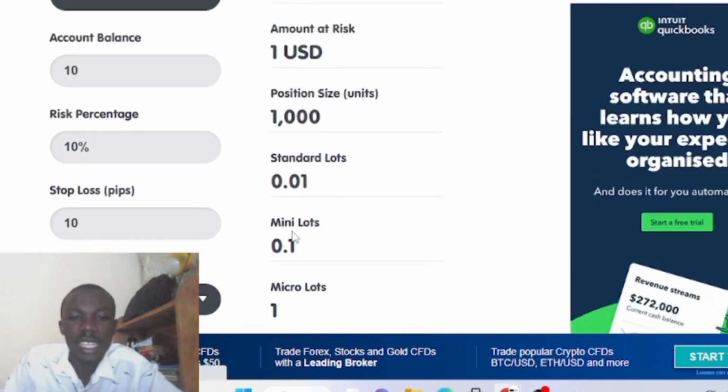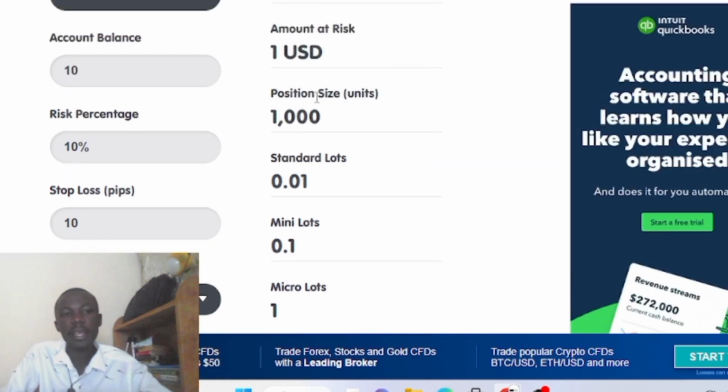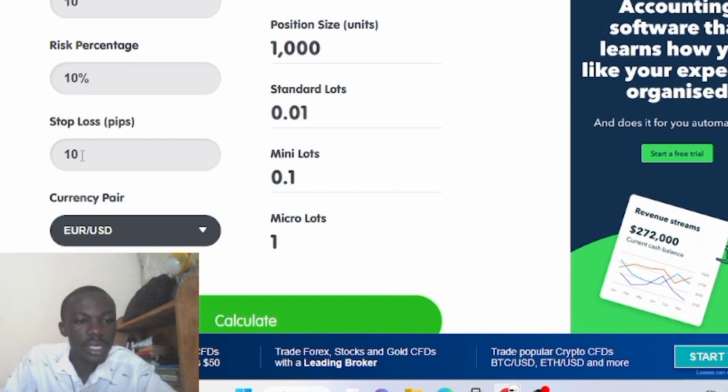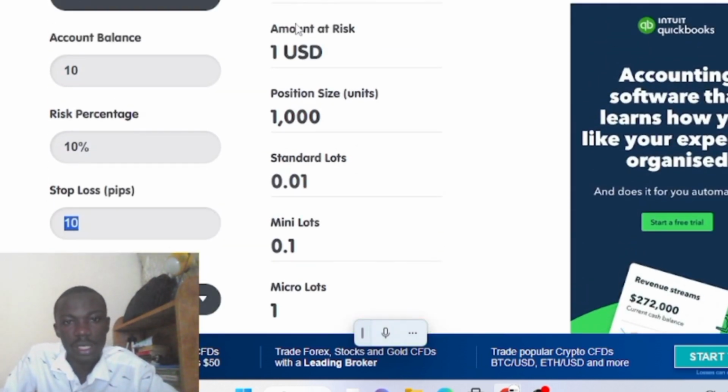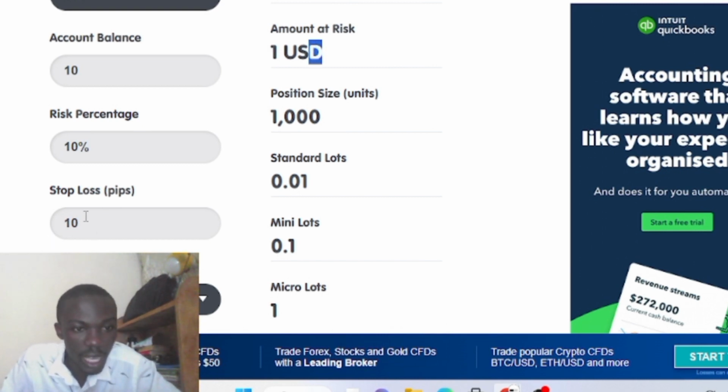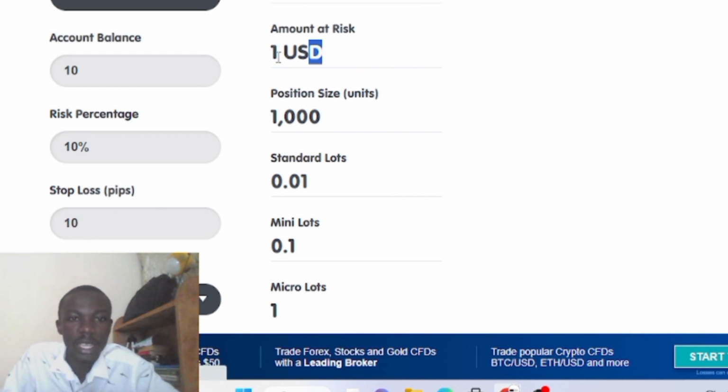So we are going to use a standard lot size of 0.01, and our stop loss is going to be 10 pips. For every 10 pips, how much are we risking? We are risking $1. It means if a trade hits our stop loss, we are losing $1. So for 10 pips we are losing $1, and also for 10 pips we are gaining $1.